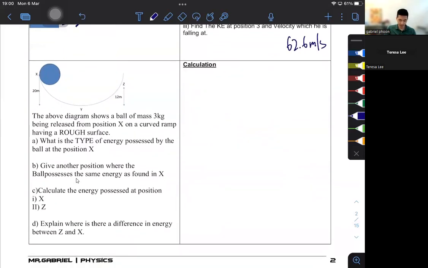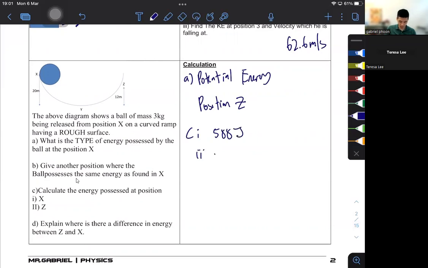Anyways, number 2 here, your A is supposed to be potential energy, obviously. Then your second one here is obviously supposed to be position Z. Your C1 is supposed to be 588 joules. And then your C2 should be 352.8 joules. Then finally, D is because of the difference in height.